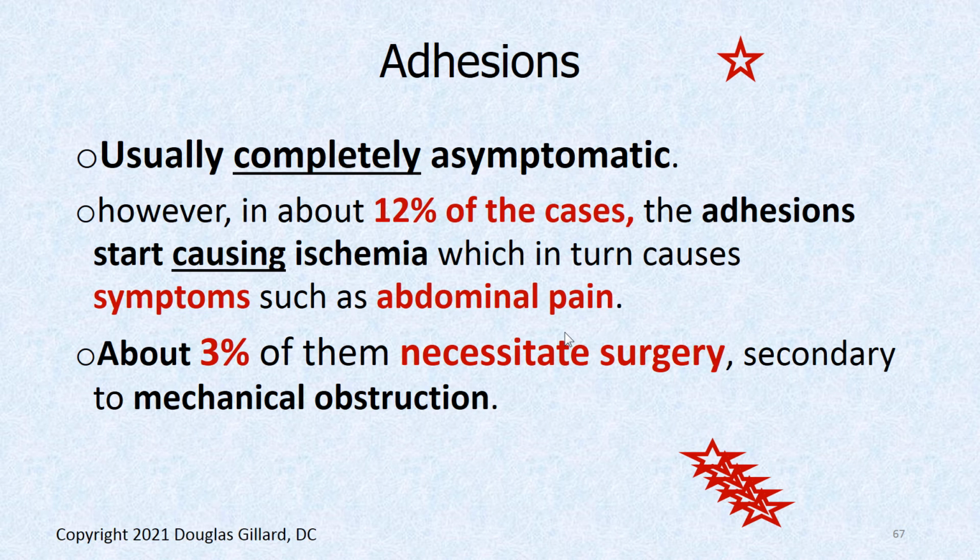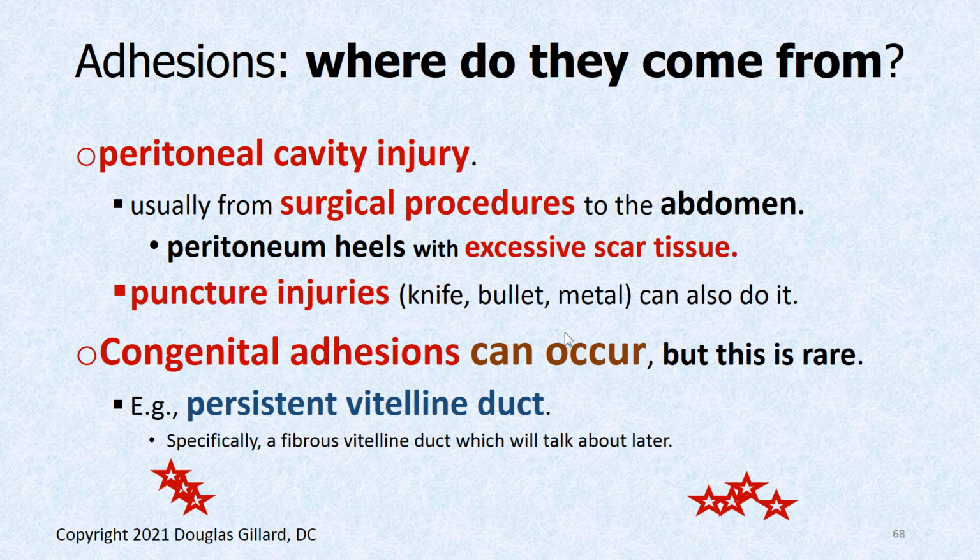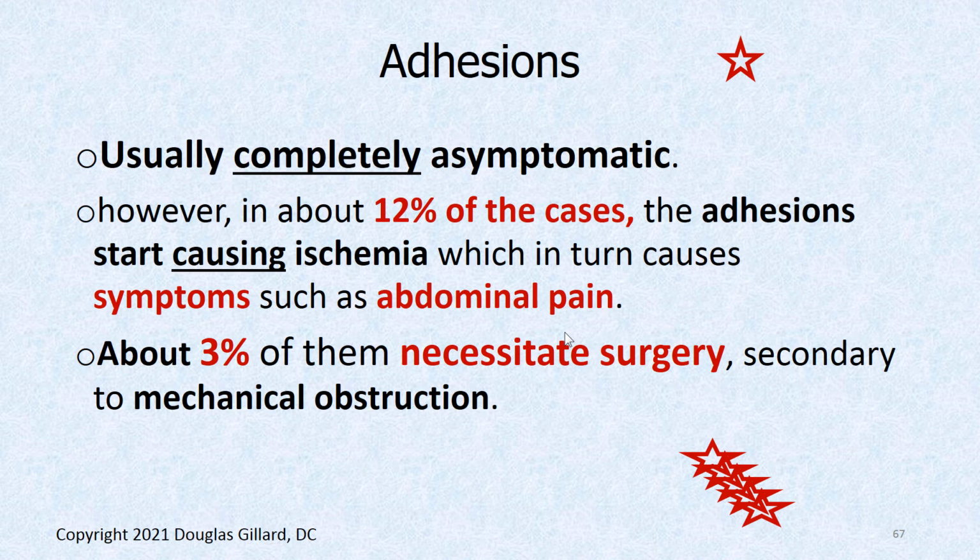So people can usually have these and they're completely asymptomatic. About 12% of the cases, the adhesion can cause ischemia, which is big trouble, right? That'll be acute abdomen, you'll be in the hospital. And about 3% of adhesions eventually are going to require surgery to remove that obstruction and remove the adhesion which causes the obstruction. If the adhesion is just hanging out and not really wrapped up in intestines, it's thought that they're not going to cause any trouble.